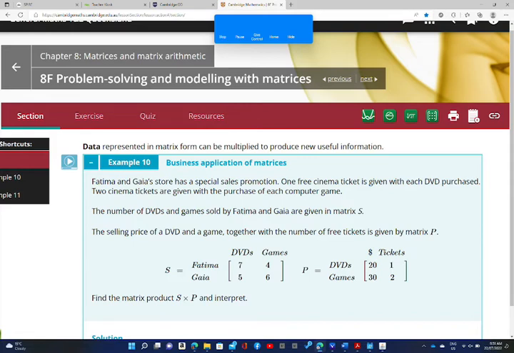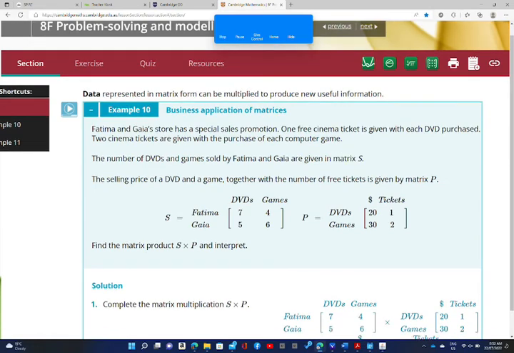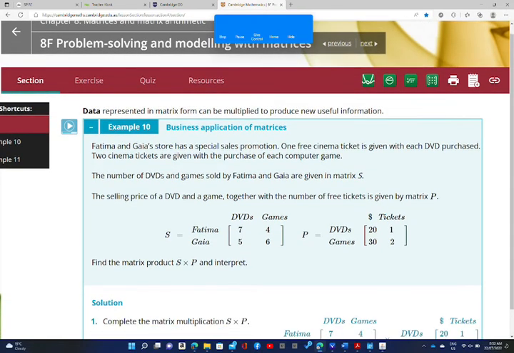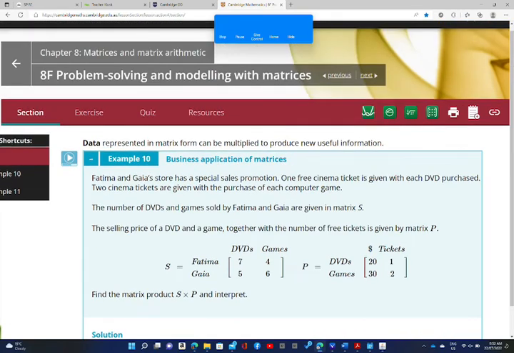Right? So what we can do is simply find the product of those, and it will give us the total amounts of sales that they have, as well as the total value of the tickets that they've given away and the number of tickets they've given away. So let's walk through this. The first thing it tells you is to find the matrix product of S and P and then interpret. So that's what we're going to do: multiply, and then answer questions based on the new numbers. So first, let's multiply S times P.